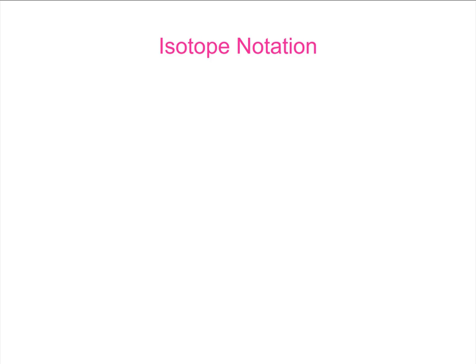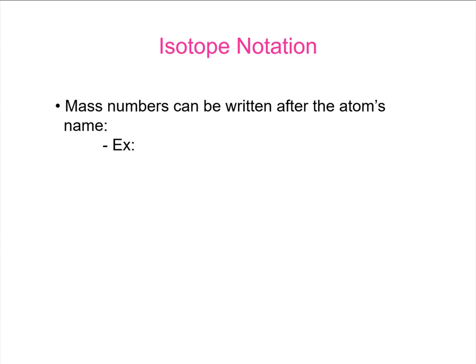In this video, we're going to be covering isotopes and how to calculate atomic mass as found on the periodic table. So first, to start off, we need to go over a certain notation. This is called isotope notation. Mass numbers can be written after the atom's name, so just to be aware of that.